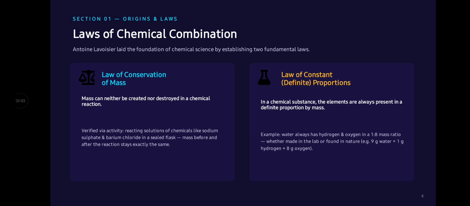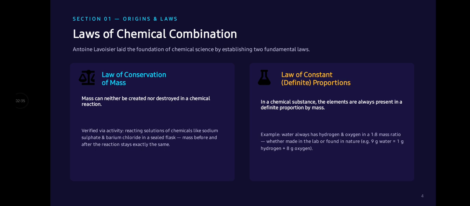Antoine Lavoisier laid the foundation of chemical science by establishing two fundamental laws. The first law is the important law of conservation of mass. Mass can neither be created nor destroyed in a chemical reaction, verified via an activity: reacting solutions of chemicals like sodium sulfate and barium chloride in a sealed flask. Mass before and after the reaction stays exactly the same.